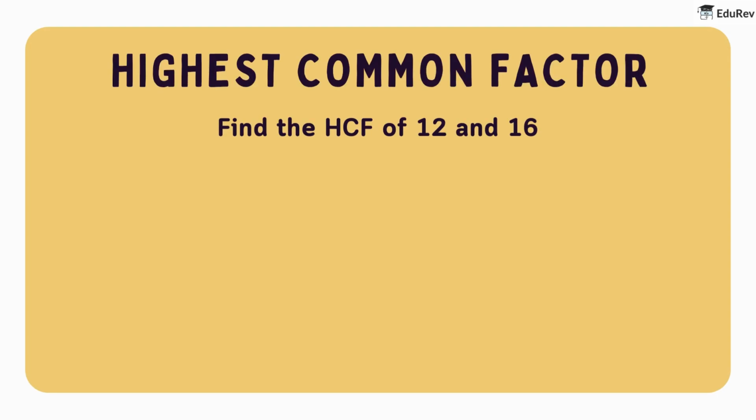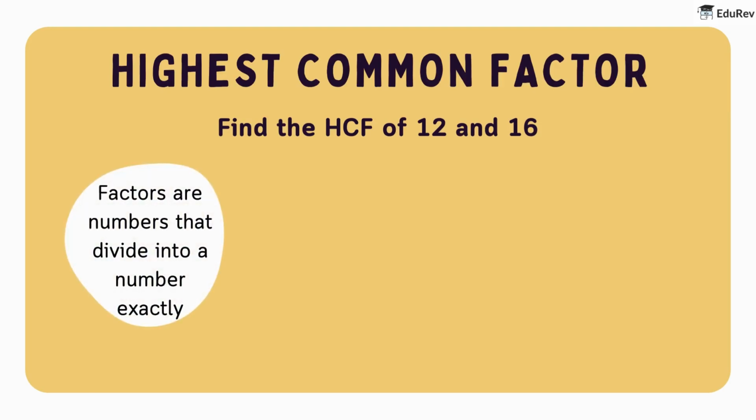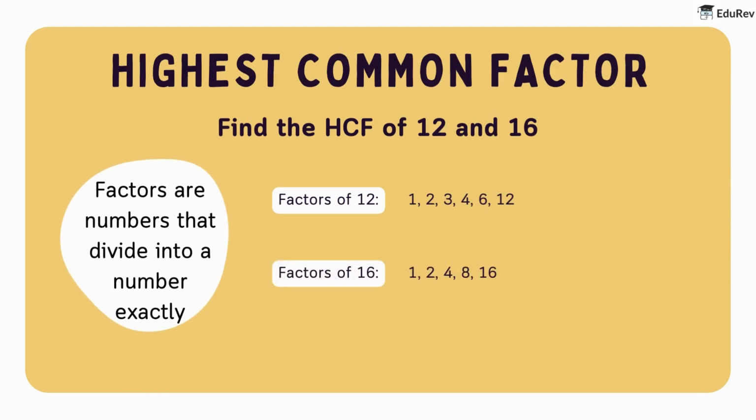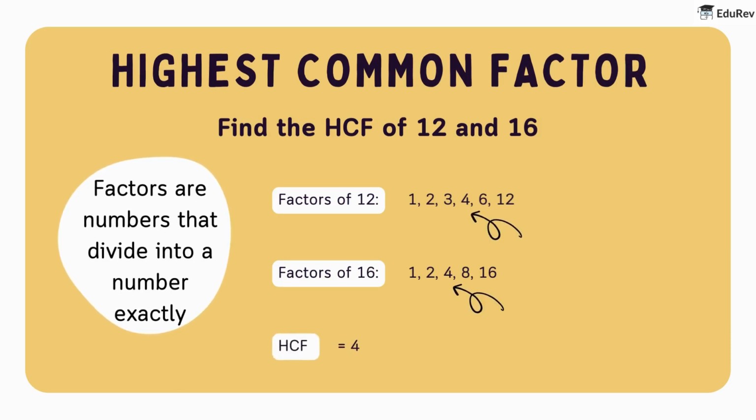Now, let's study HCF. Find the HCF of 12 and 16. We already know that factors are numbers that divide into a number exactly, without leaving any remainder. Listing the factors of 12, we get 1, 2, 3, 4, 6, 12. And for 16, it is 1, 2, 4, 8, 16. Which is the biggest number that appears in both lists? It's 4. So, the HCF of 12 and 16 is 4.